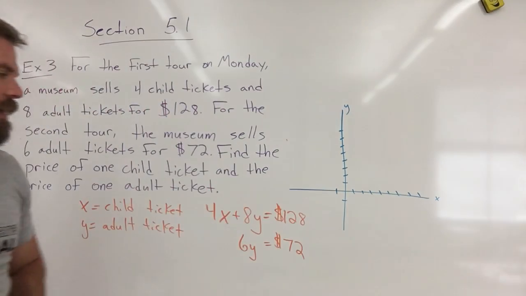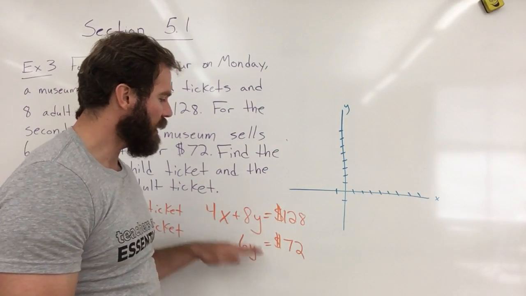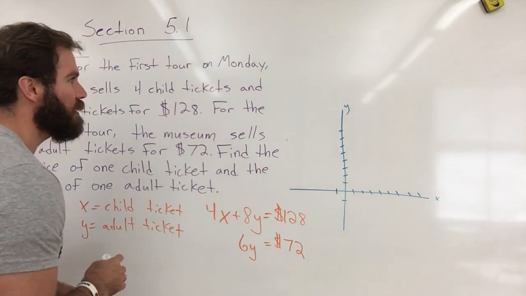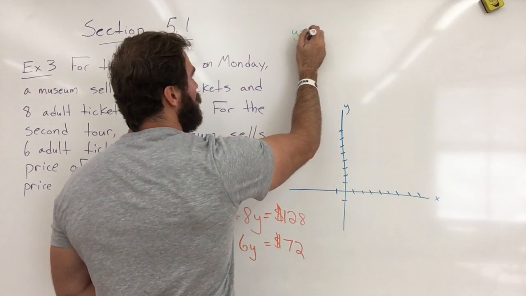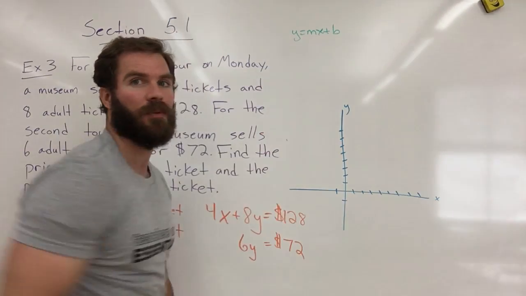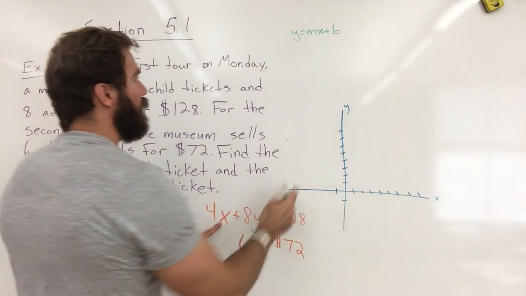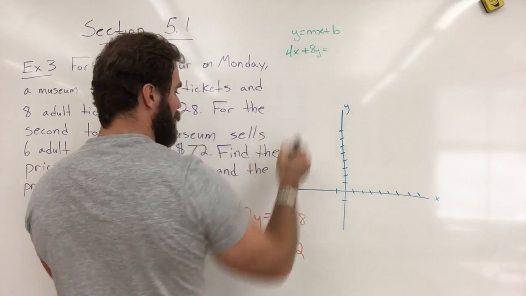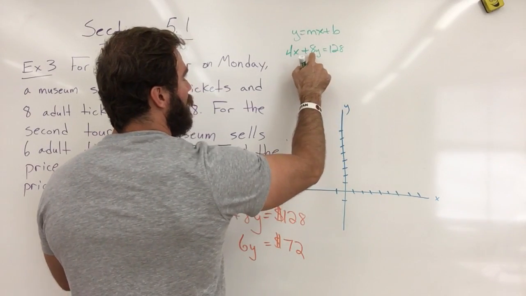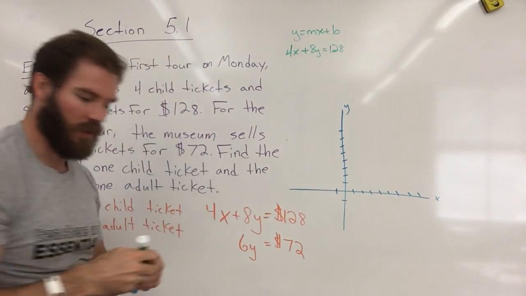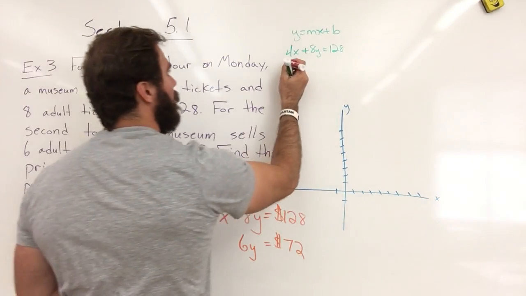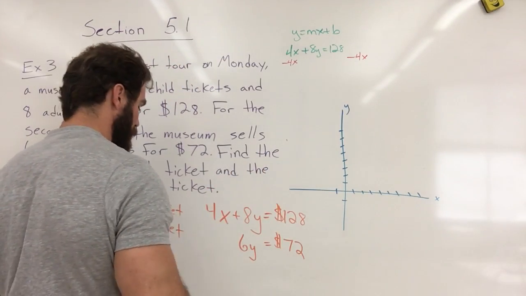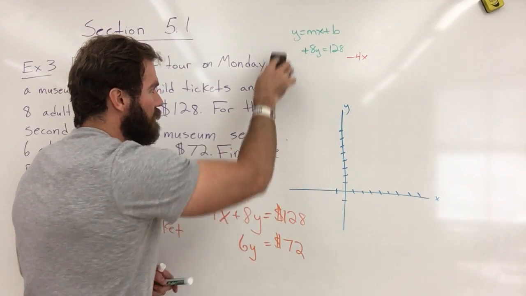Now, what we have to do first is put these into slope-intercept form, meaning we need to get them into y equals mx plus b. All right, hope you can see that. And let's take this first equation here, 4x plus 8y equals 128. Let's solve for y. I'm going to subtract 4x on both sides, and that way that will get rid of the 4x's, okay?